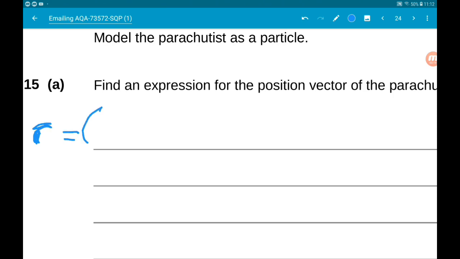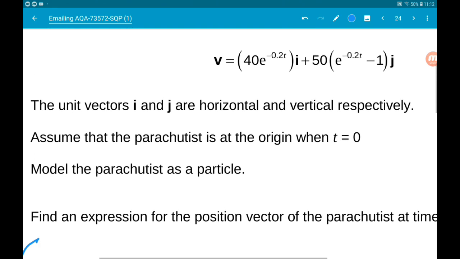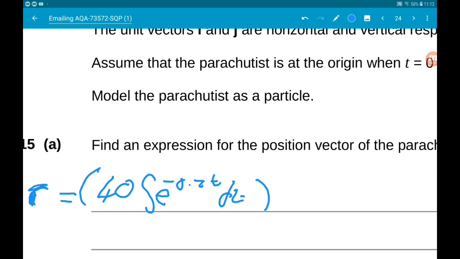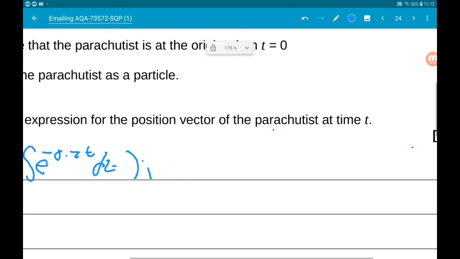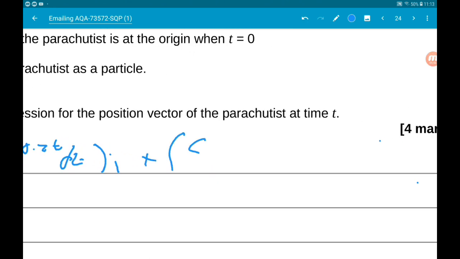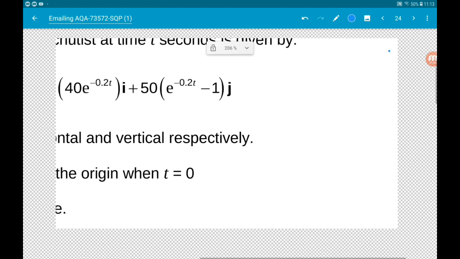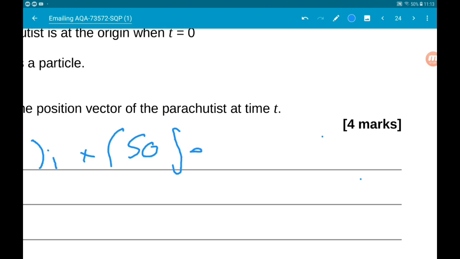is the integral of 40e^(-0.2t) i. So I'm going to write that as 40 times the integral of e^(-0.2t) with respect to t, and that is the i component, add 50 times the integral of e^(-0.2t) minus 1 with respect to t, and that is our j component.